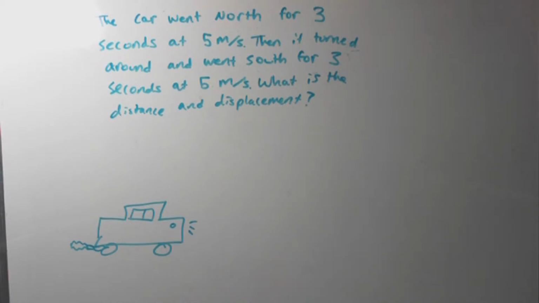The car went north for 3 seconds at 5 meters per second. Then it turned around and went south for 3 seconds at 5 meters per second. What is this distance and displacement?